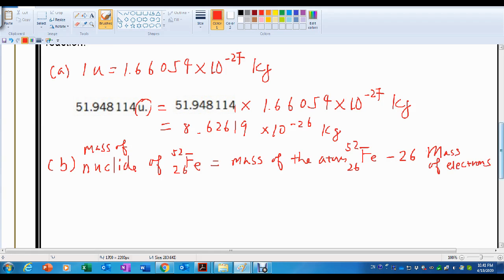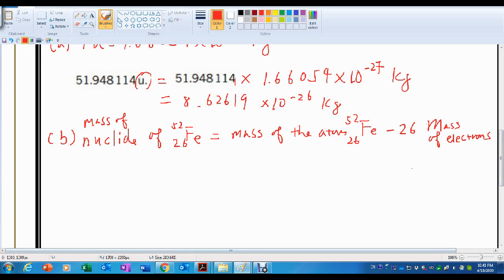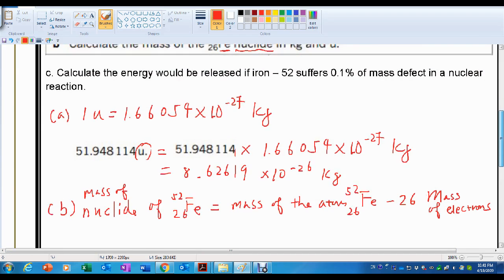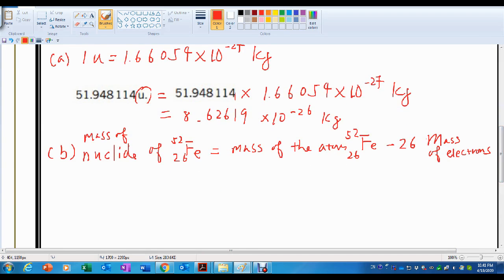Okay, sorry for my handwriting. So at least it's readable, right? Okay, so that's how you could find the mass of nuclei. I need to emphasize that again.